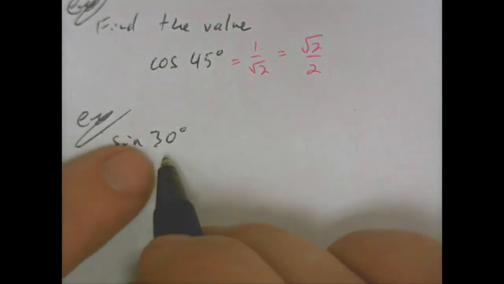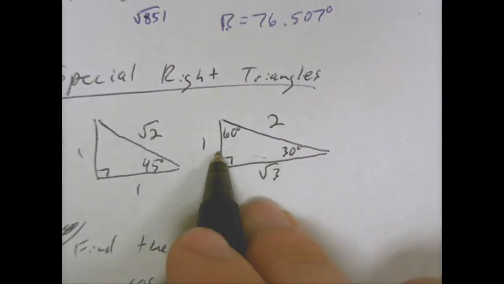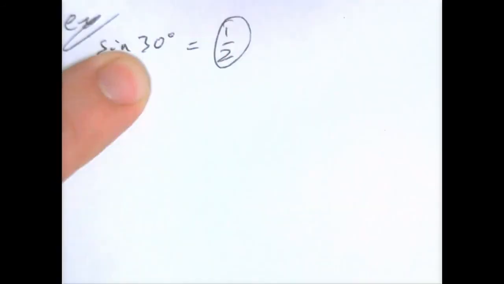And ones like this, sine of 30 degrees. I know sine is opposite over hypotenuse, so from my 30-degree angle, the opposite side is 1, the hypotenuse is 2. Yay, just from knowing my special right angles, I have that down.